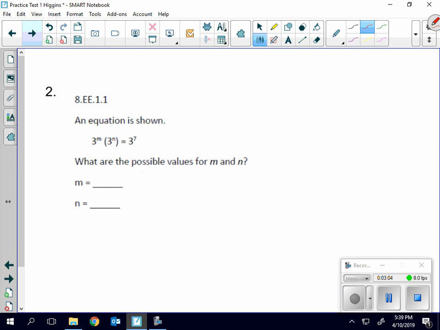Okay, number 2. An equation is shown. What are the possible values for m and n? There are so many different possibilities for answers here. I'm just going to give you a few. All you want to do is make sure that these 2 together are going to add to 7 because this is multiplication. And when we multiply, we keep the base and add those exponents. So I want m plus n to equal 7.